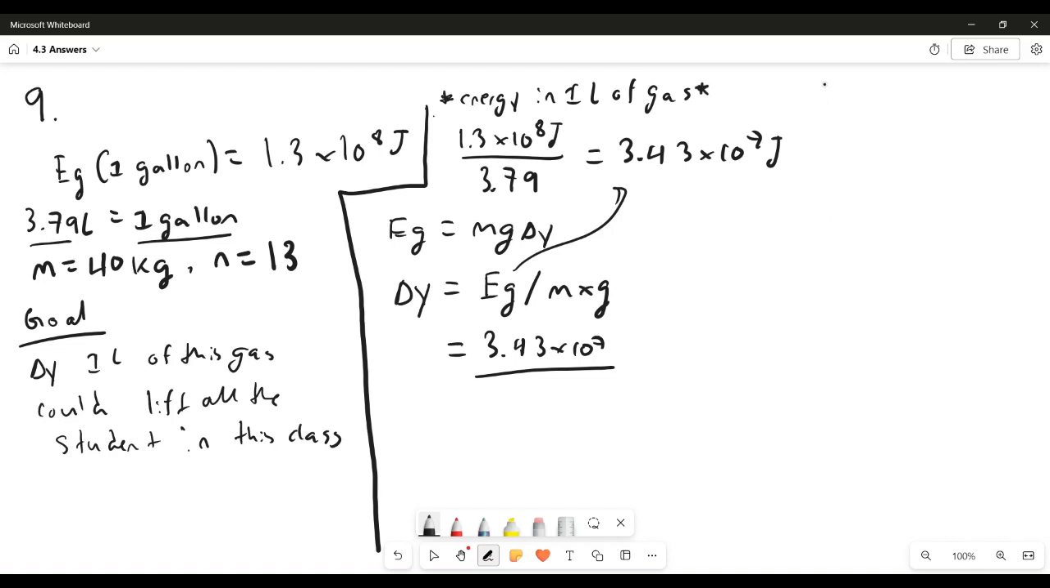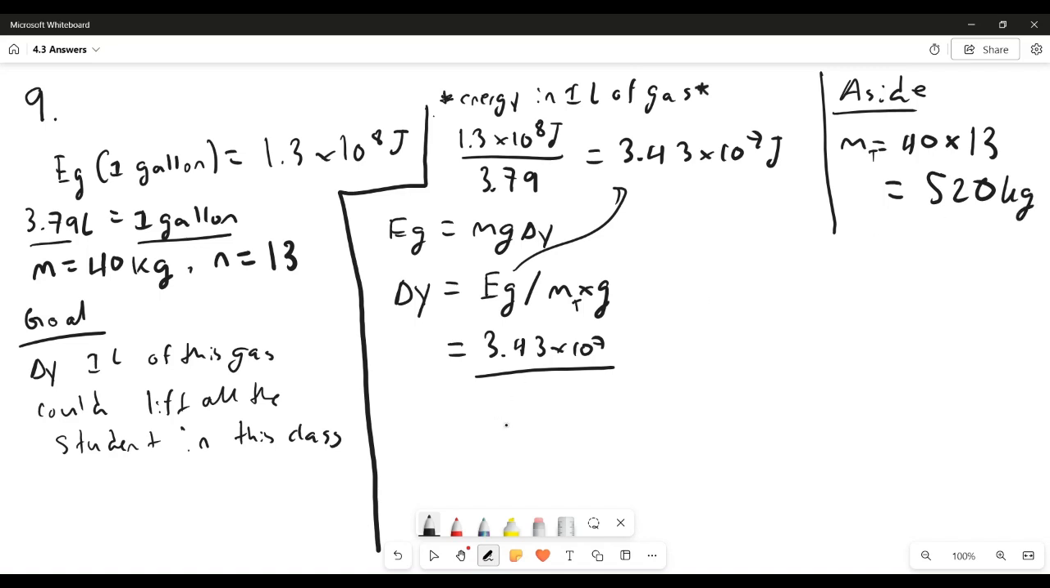And so if we were to calculate the mass of all the students, we need to do 40 multiplied by the number of students that are in the class, which gives us the total mass of 520 kgs. So 520 times gravity, which is 9.8.